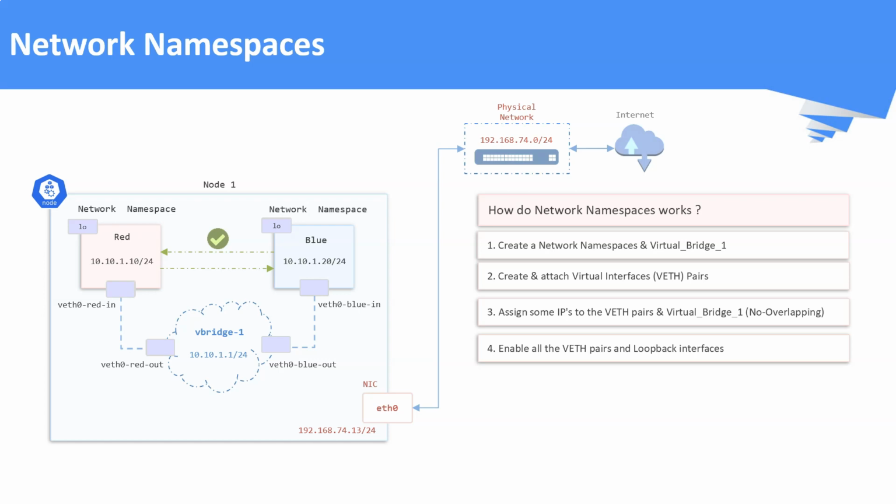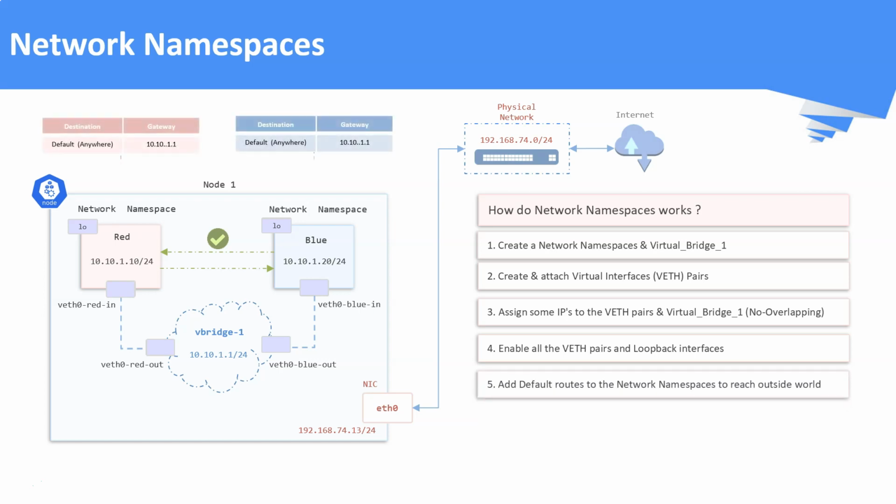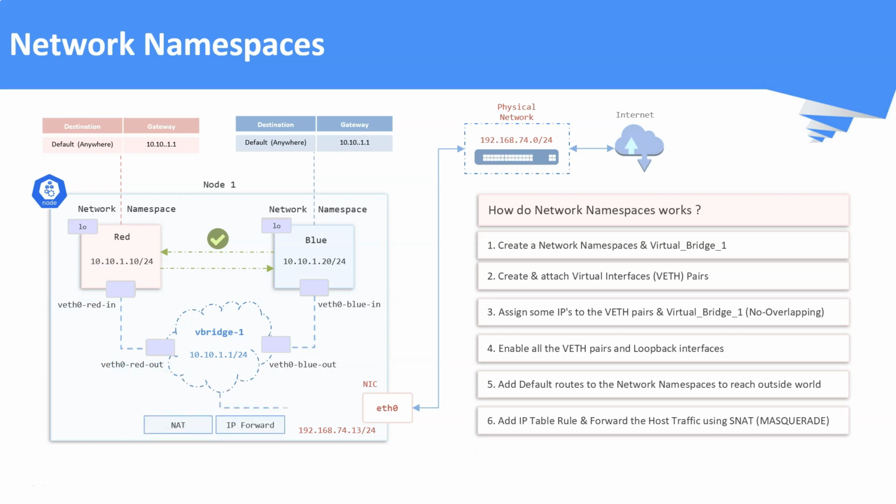This is because the network namespaces don't know about the outside network. In order to do that, we need to add default routes to the network namespace. Also, we need to enable NAT and IP forwarding rules in the local machine, so that the local machine will forward the traffic from the namespace to the outside world. Once all these steps are done, the namespaces can reach the other networks with the help of their own routing table.